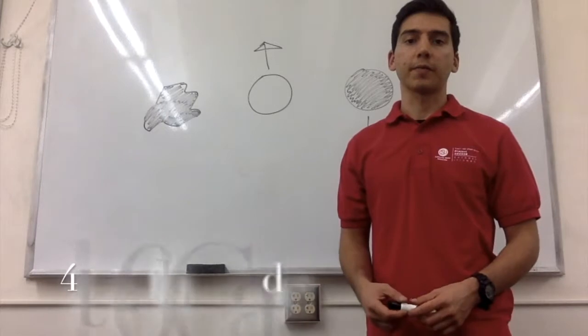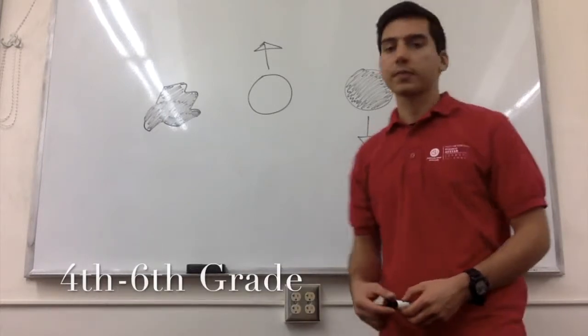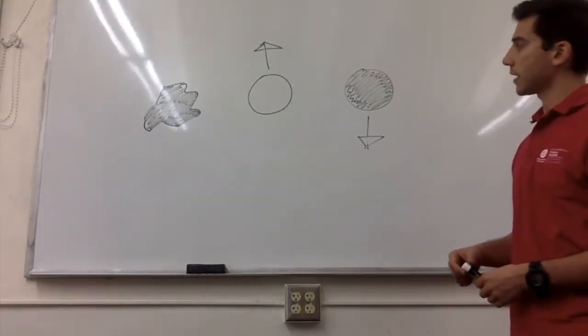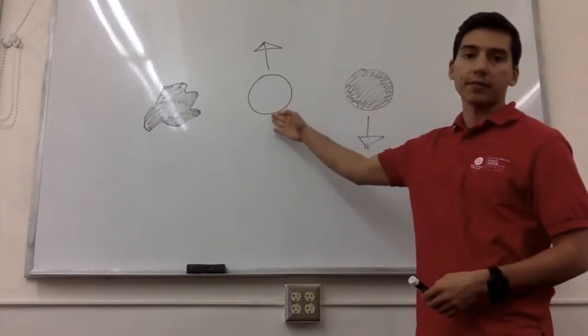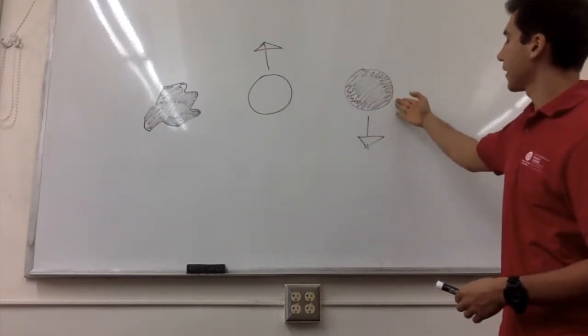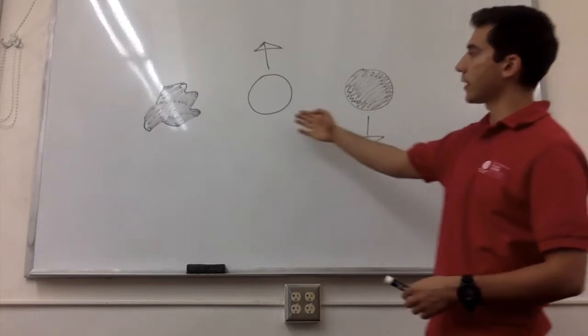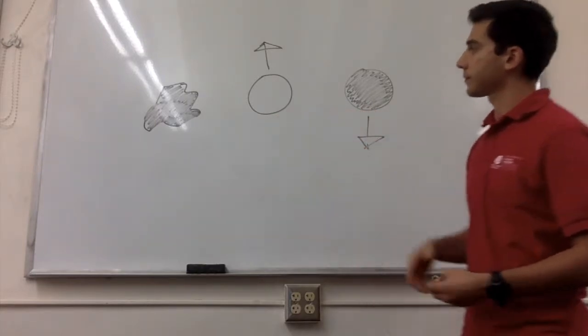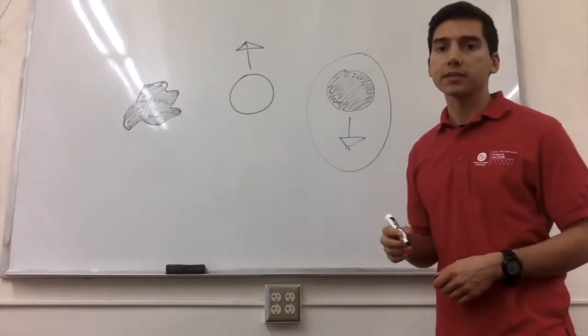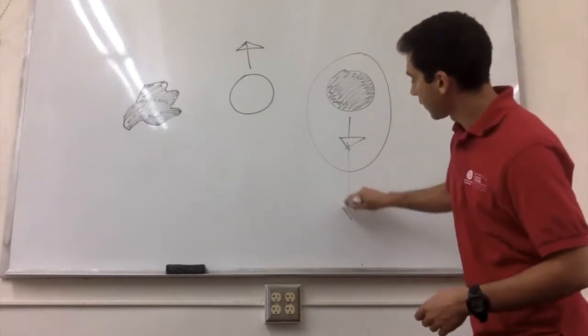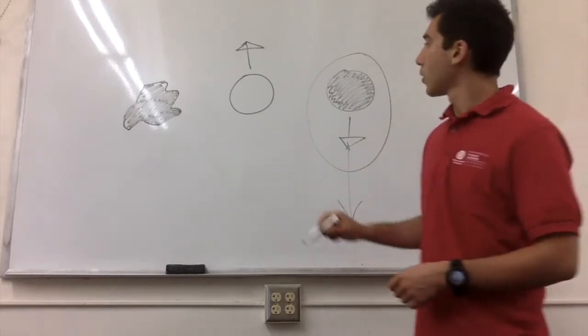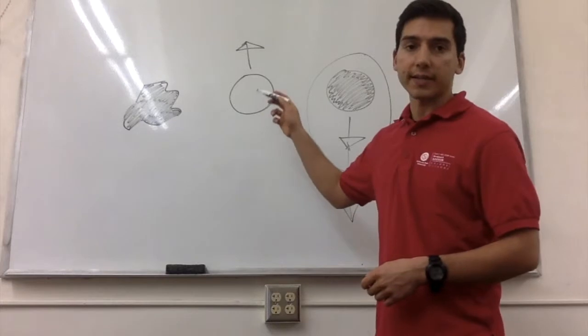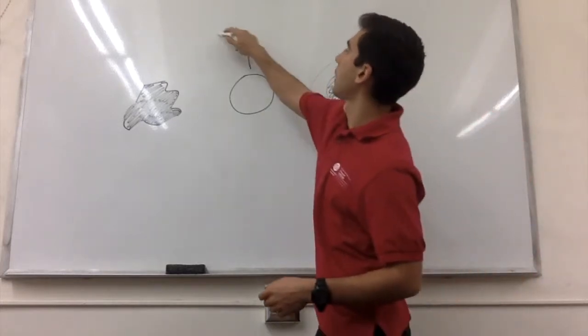We will now talk about 4th through 6th grade students. You can explain to these students that different gases have different weights. Here we have a carbon dioxide gas, and here we have an oxygen gas. When the bubble is filled with carbon dioxide gas, it floats down because it's heavy. A normal bubble that has oxygen in it will float up.